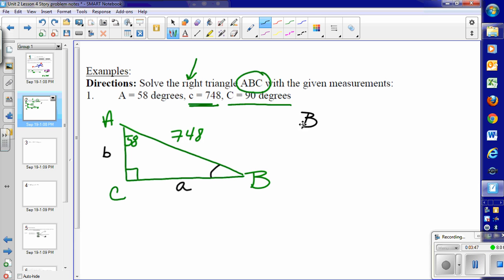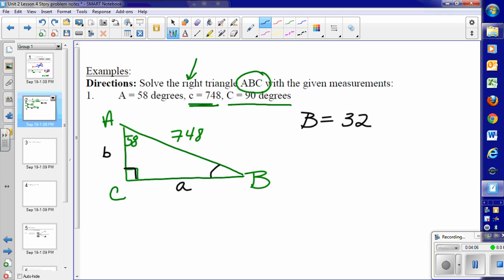Hopefully, you figured out that it is 32. How do we know that? Well, the 3 angles in a triangle have to add up to 180. Furthermore, if this is already 90, that means the other 2 angles, A and B, have to add up to 90. So putting all of that together is how I got my answer.